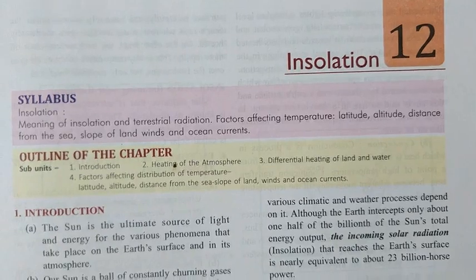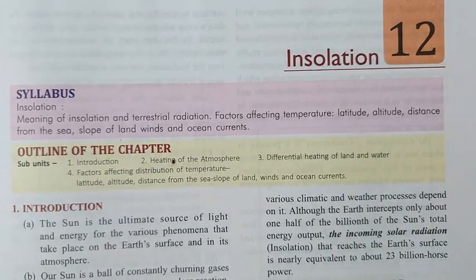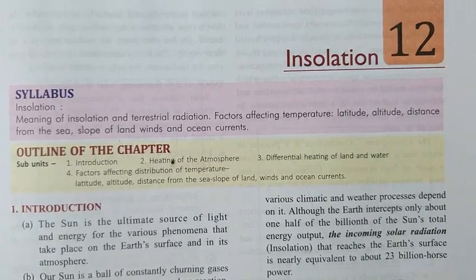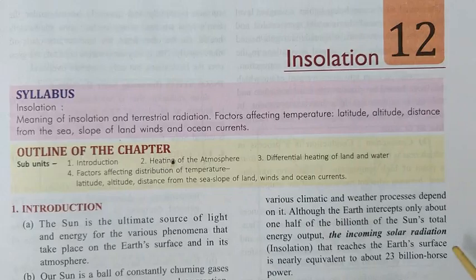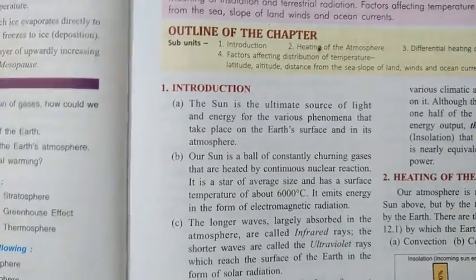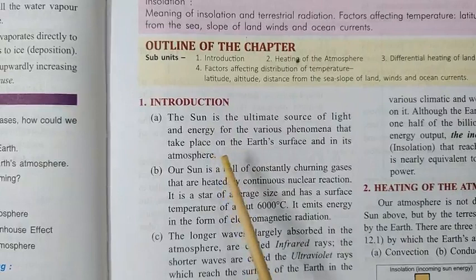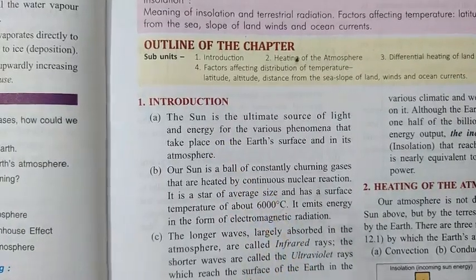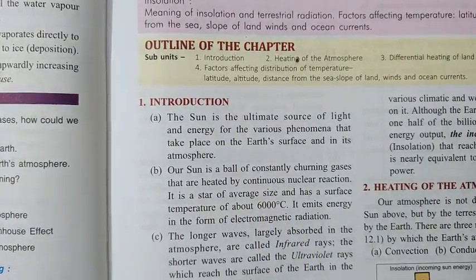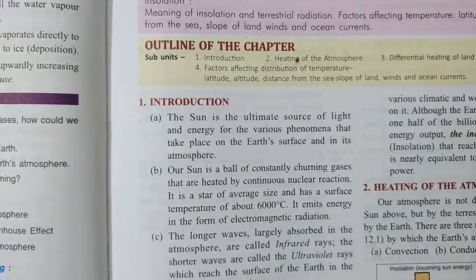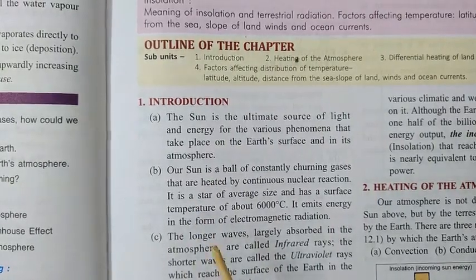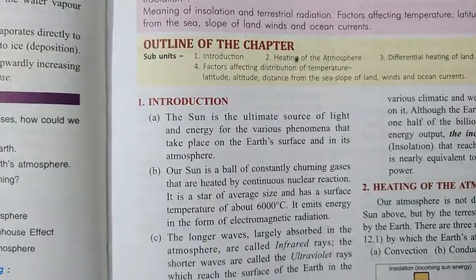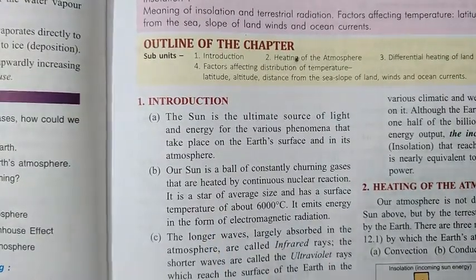So first of all, let's see what is the meaning of insolation. The word insolation means the amount of heat intercepted by the earth. Now, as all of you know, the energy of the sun is the only source of the light and the heat energy for the different phenomena which occur on the surface of the earth, and it is essential for life.